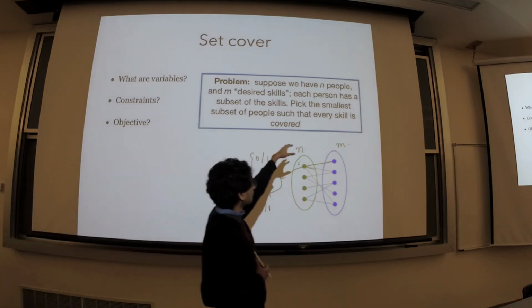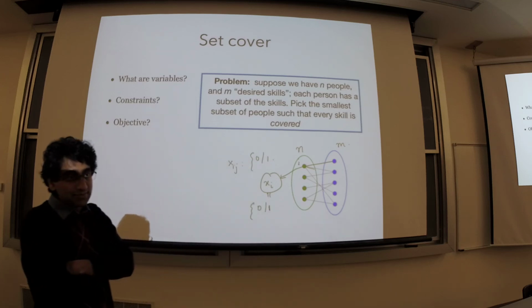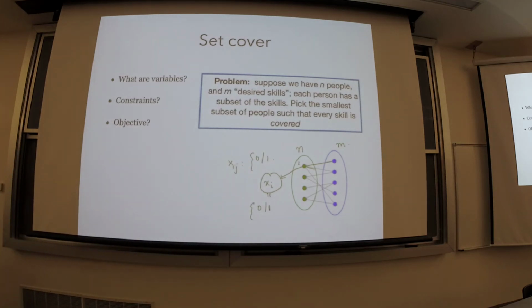Again, the problem statement here makes it somewhat easy. So what should the constraints be in this case? You make one constraint for each skill, and you have all the people that have that skill. So what you can do is look at each skill. The constraint is basically specified in the problem statement. It says that every skill is covered. That means there's at least one person chosen who has that skill. So you look at each skill, and you look at all the people that have that skill.